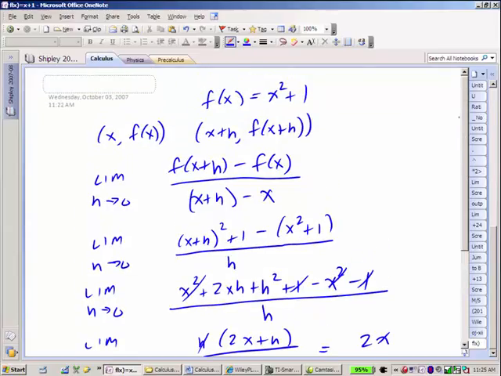So we actually can say that the derivative for any x is equal to 2x. Now that's only true for that function. Now you're generalizing a little bit. For this parabola, all right?